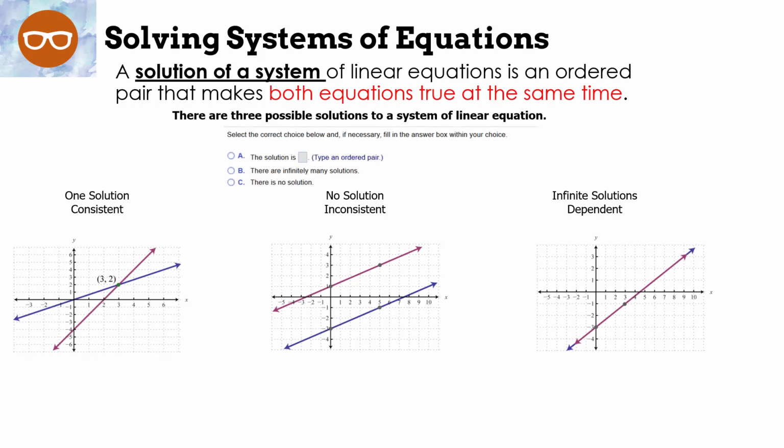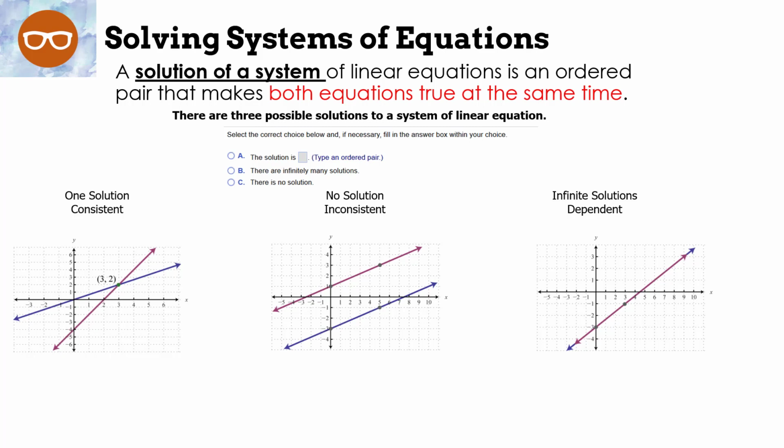Now, let's look at what Math Excel or MyLab Math talks about. It says, select the correct choice below, and if necessary, fill in the answer box within your choice. A is there's a solution, so that's one solution, and you type in an ordered pair. For this one, it would be (3, 2).